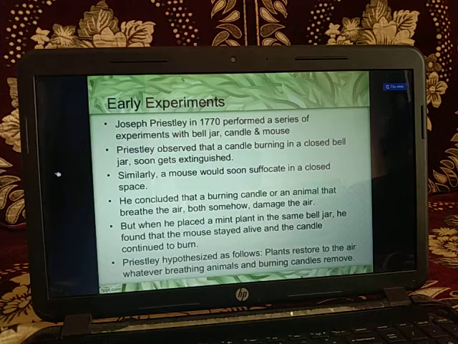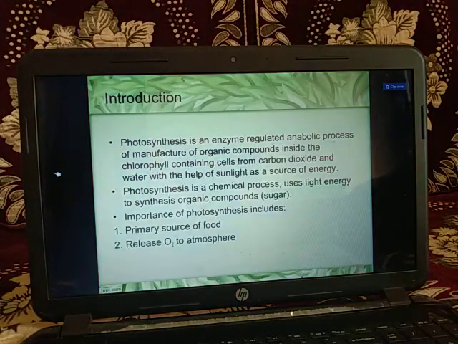Now the last one is not last, Van Niel. Van Niel, 1897 to 1985, in his studies with purple and green sulfur bacteria, demonstrated that photosynthesis is a light dependent reaction in which hydrogen from an oxidizable compound reduces carbon dioxide to form sugar. So the equation was 2H2A plus CO2 in the presence of light gives 2A plus CH2O plus H2O.